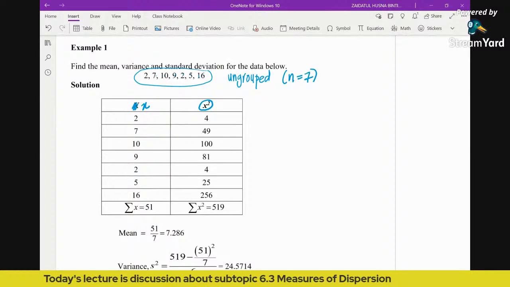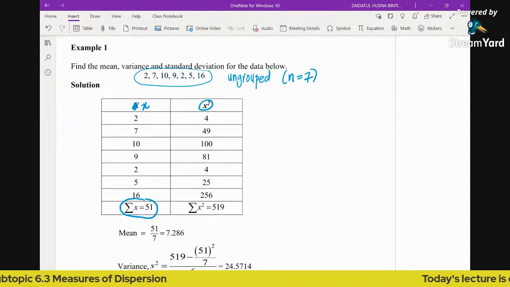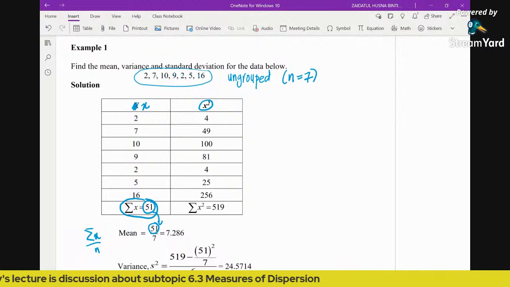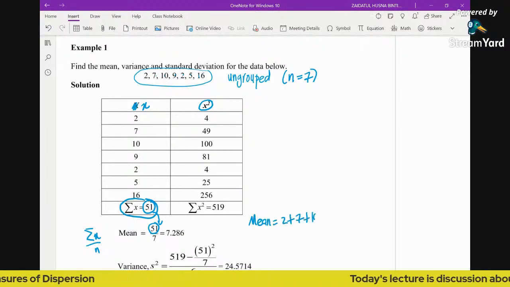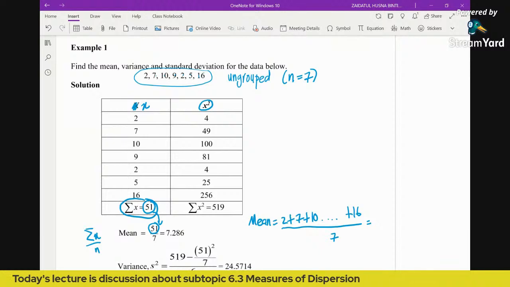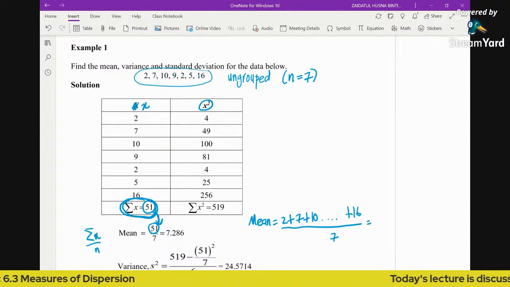Now because we have got the sum here, you can straight away substitute the value into the formula. Because we know the formula of mean is sum of x divided by n, right? So you can just replace the 51 here inside the formula, rather than doing it like this: mean equals 2 plus 7 plus 10 plus, and so on until the last value. Alternatively, you may just find the sum in the table and provide the value here. And then you can get the value of the mean is 7.286.